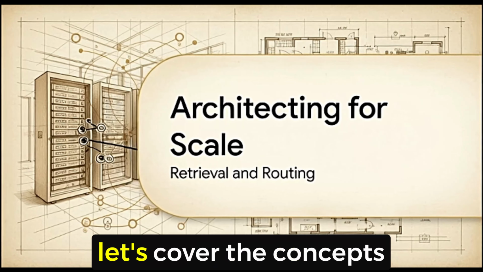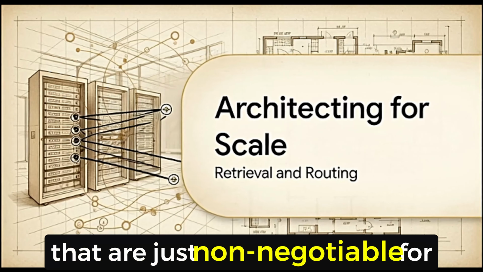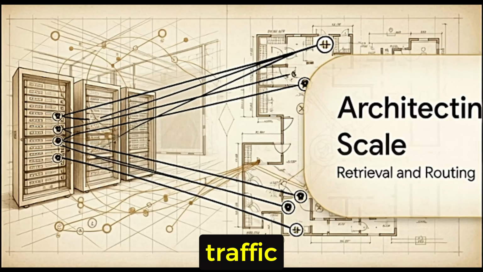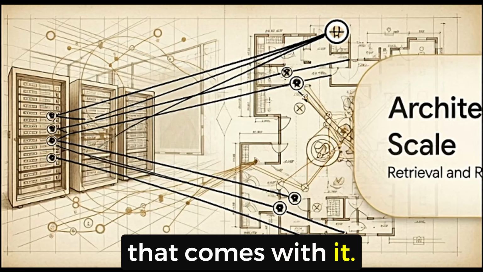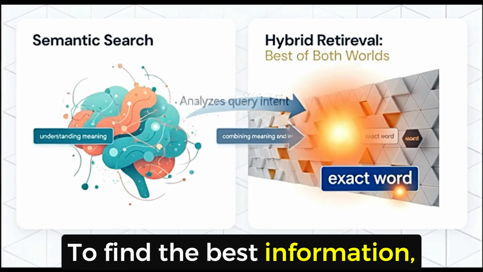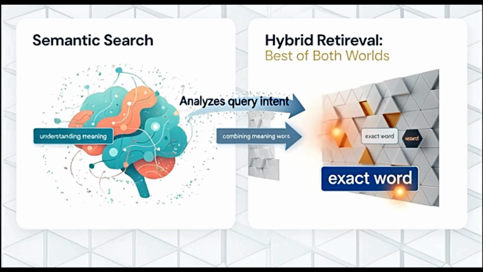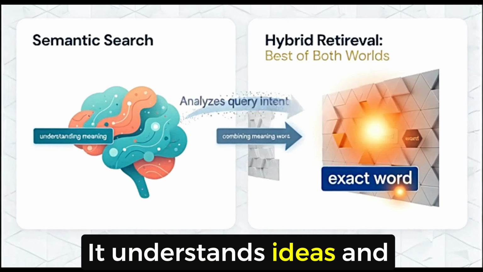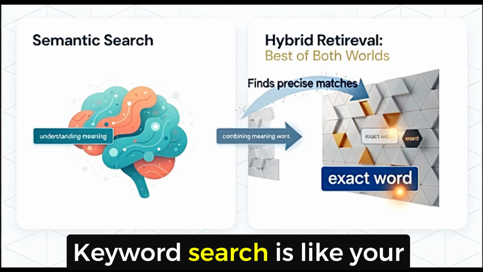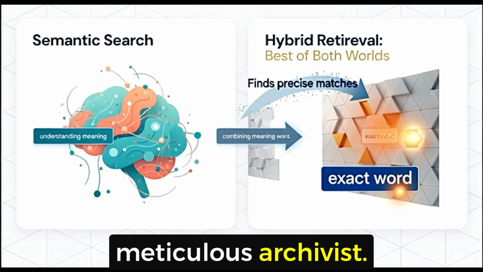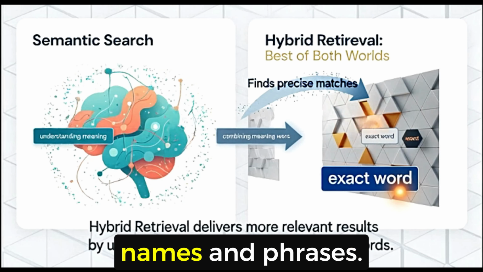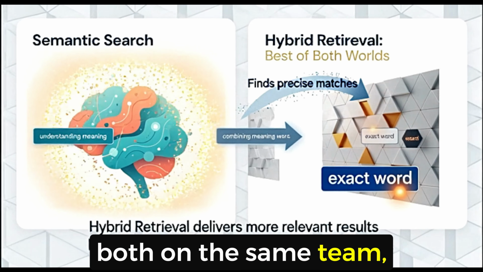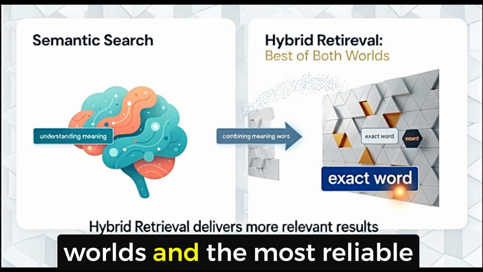All right, finally, let's cover the concepts that are just non-negotiable for building robust AI systems that can handle real-world traffic and all the messiness that comes with it. To find the best information, you really need the best search team. So, semantic search is like your brilliant researcher. It understands ideas and concepts. Keyword search is like your meticulous archivist. It's amazing at finding exact names and phrases. Hybrid retrieval puts them both on the same team, giving you the best of both worlds and the most reliable results possible.